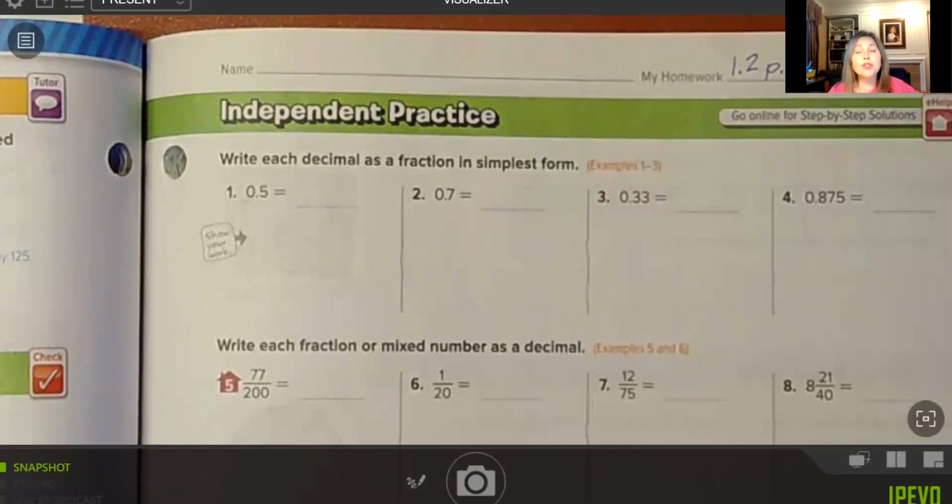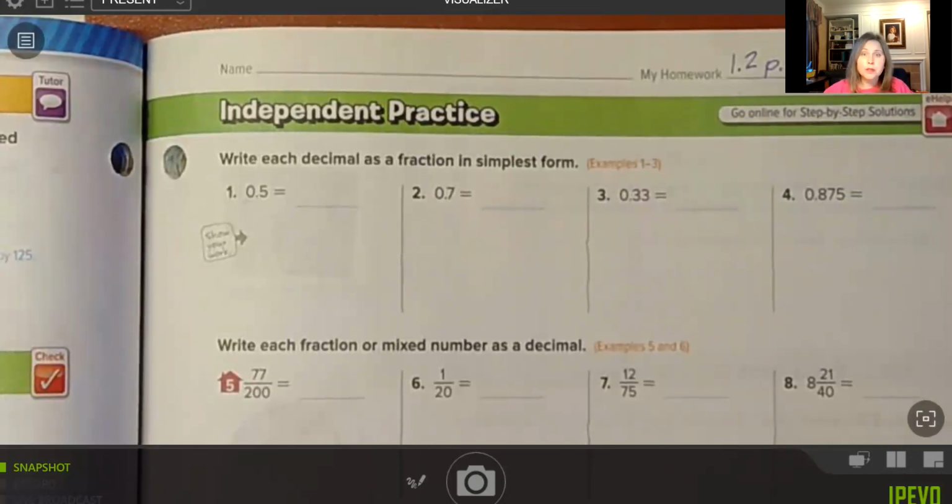Today we're working in Chapter 1, Lesson 2, page 93, and we are going to go over problems 1 through 11. This is on decimals and fractions. Numbers 1 through 4 ask us to write each decimal as a fraction in simplest form. When we are changing a decimal to a fraction, we want to make sure that we start off by reading the decimal correctly.